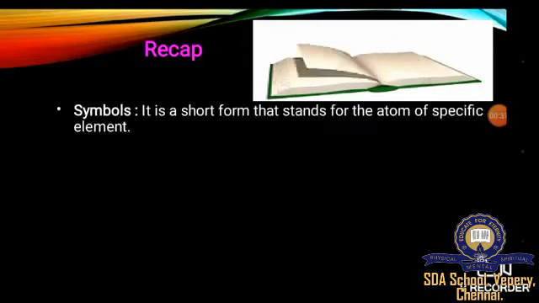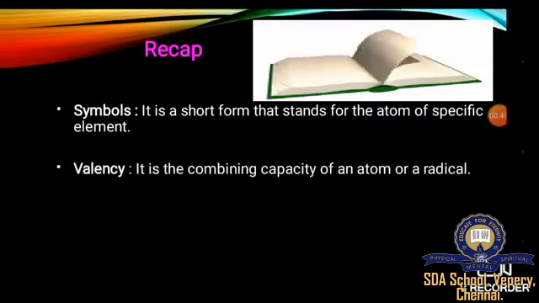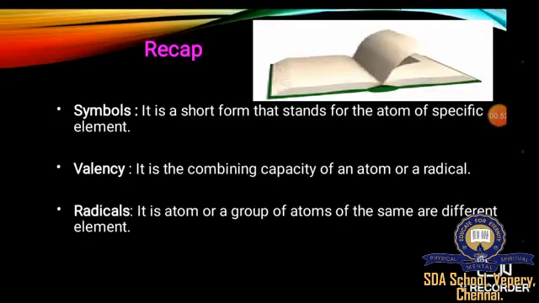Before going into our topic, I would like to recall what we have studied in our last class. We studied about symbols. Symbols means it is the shortcut or short form for the atom of specific element. Then we studied about valency. Valency means it is the combining capacity of an atom or a radical. Then we studied about radicals. It is an atom or a group of atoms of the same or different element.